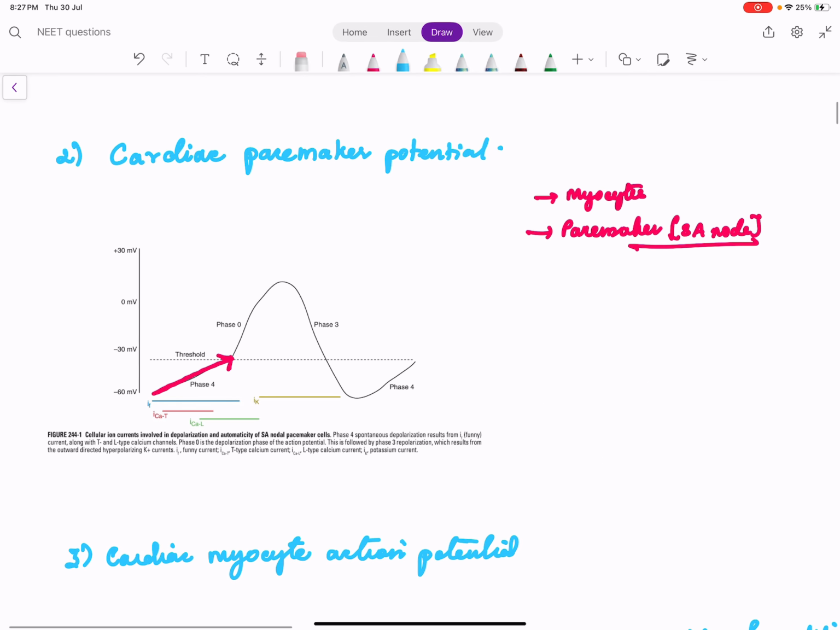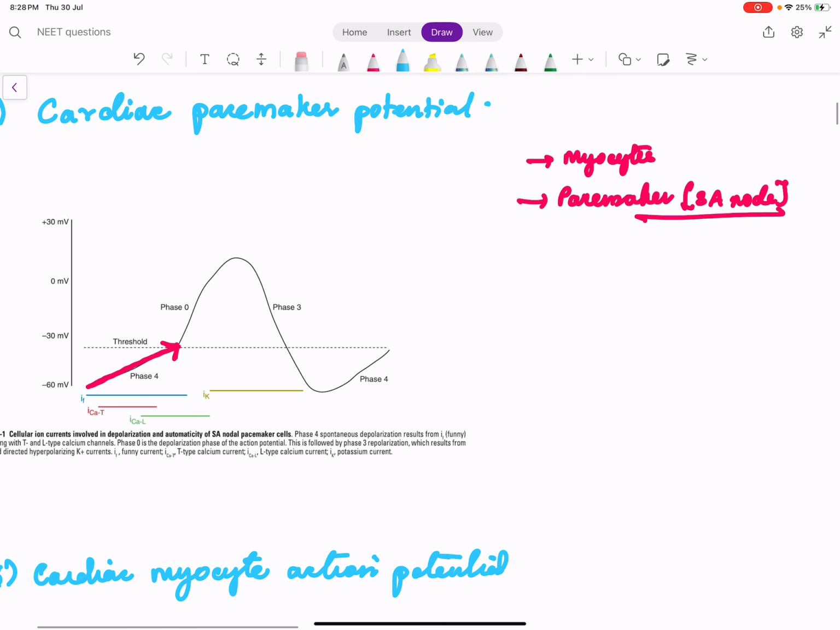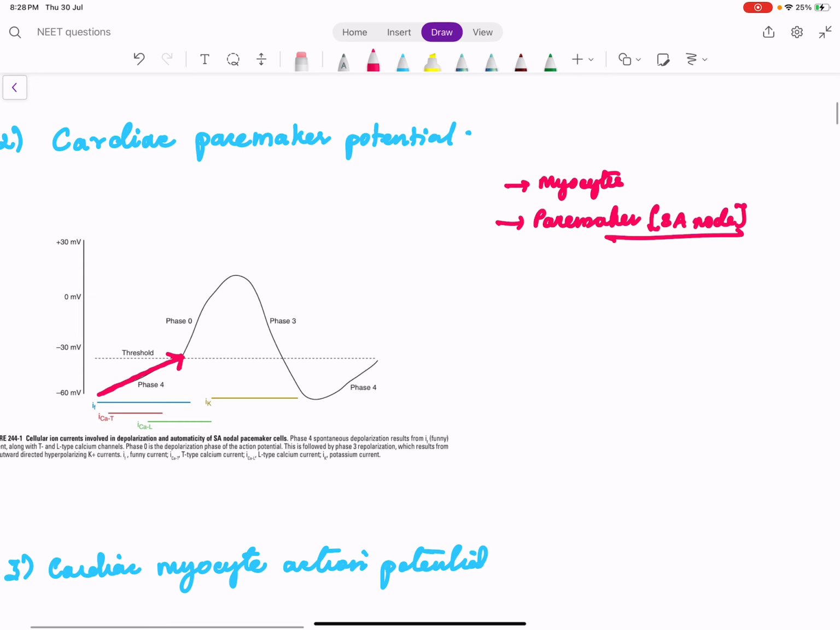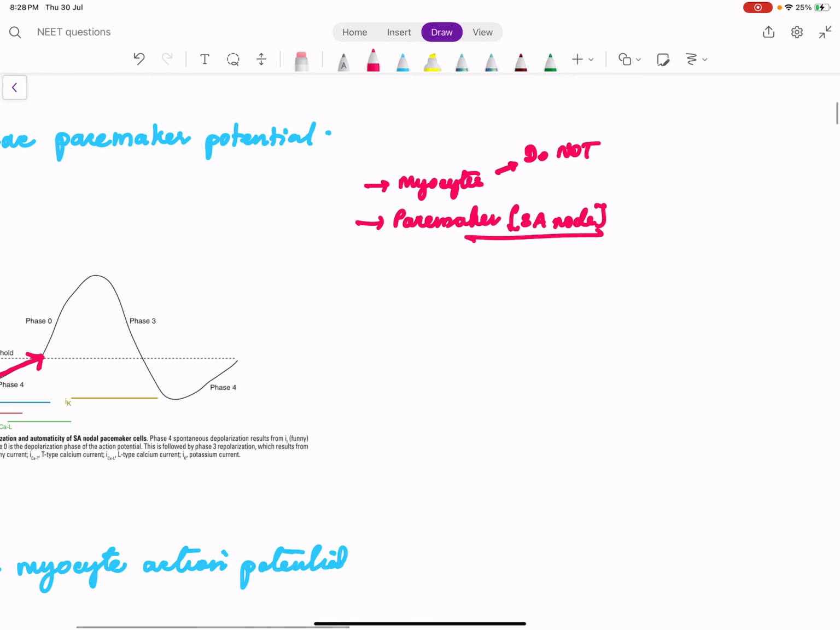Now, something about the cardiac pacemaker potential. The heart has two types of cells. One is cardiac myocytes and another is cardiac pacemaker cells. Myocytes are the ventricular cells which contract when stimulated. They do not have the property of automaticity. The cardiac myocytes do not have automaticity.